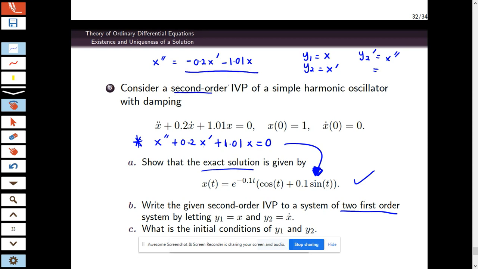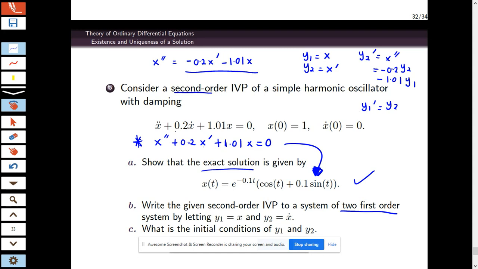Agree, Doctor. Okay. Negative, so I have negative 0.2. What is x prime? y2. Minus 1.01. What is my x? y1. Are you with me? Yes, Doctor. Yeah, and then what is y1 prime? y2. It's my x prime. Yeah, y2. Very good. Nanti you susun balik lah. Tulis y1 dulu, baru tulis y2.